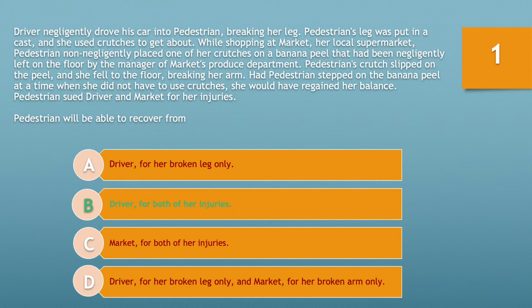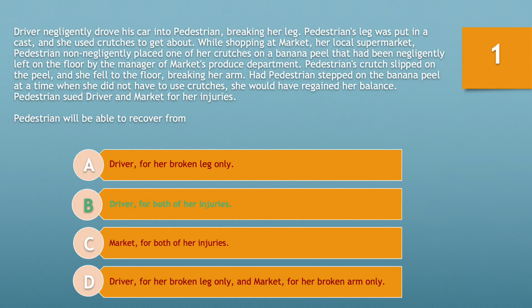Let's look at options A, C, and D. Option A, driver for her broken leg only. Given the analysis we've just gone through, that would be incorrect because it's reasonably foreseeable that as a result of the crutches, as a result of the negligence and the injury caused by the negligence, that there could be subsequent injury or subsequent damage.